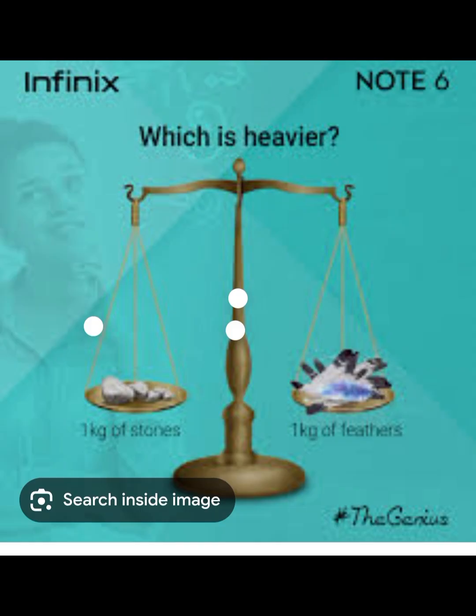Imagine you have two boxes exactly the same size. Now, in one box, you put a bunch of feathers, and in the other box, you put a bunch of stones. Both boxes are full, right? But which one would be heavier to lift? The one with the stones, of course. That's because the stones are packed much more tightly together inside their box than the feathers are.